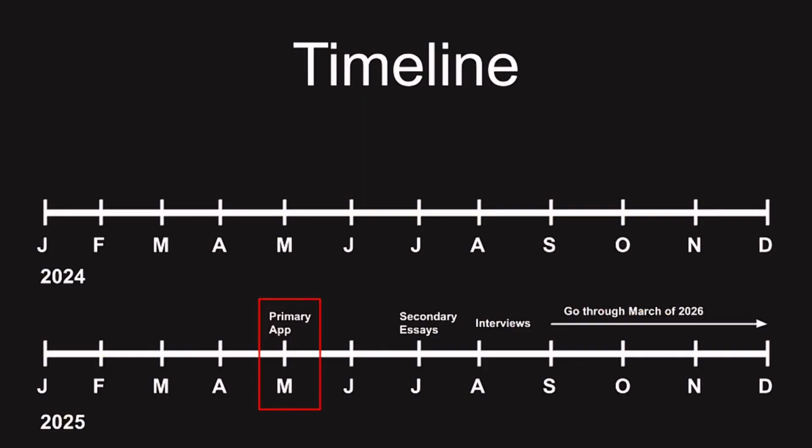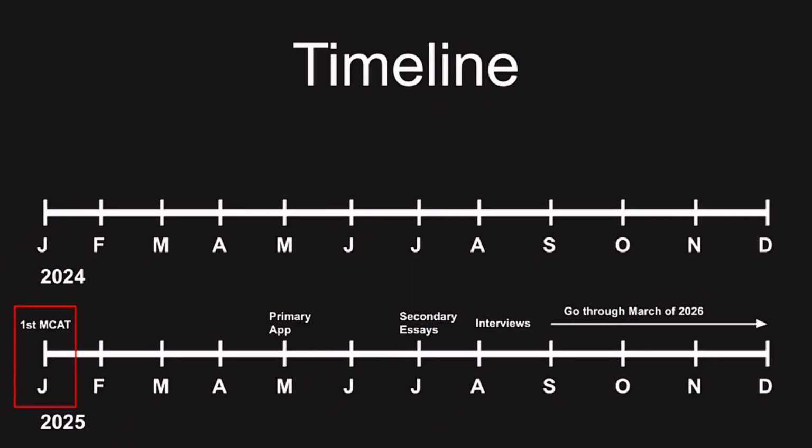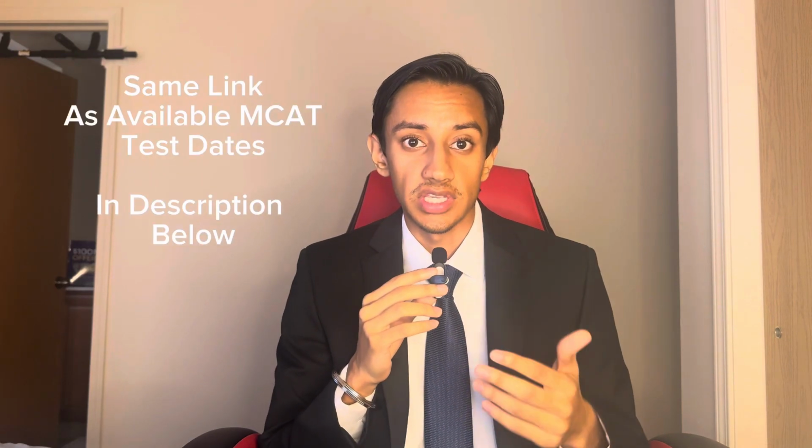Let's go through an example. Let's say that you want to apply for the upcoming 2025 cycle. That means that you would submit your primary application in May of 2025, okay? What a lot of people do is they take their first MCAT in January of 2025, and then they get their score back a month later. So anytime you take the MCAT, you can go online and look up what date the score gets released. It's usually almost exactly a month after you take the test.